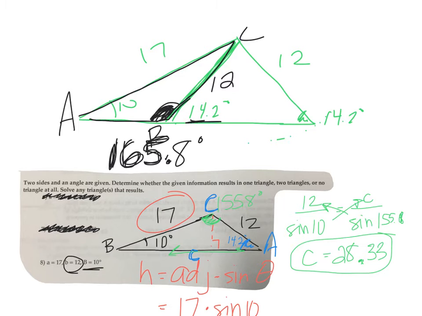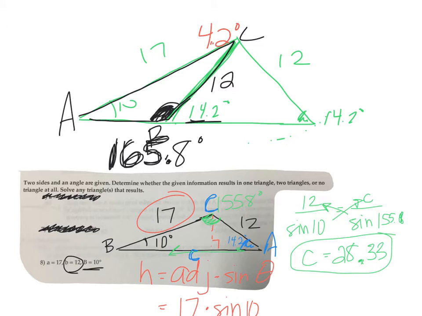And then angle C is found just like it was before. So we subtract the other two from 180. And the second angle C is a measly 4.2 degrees.